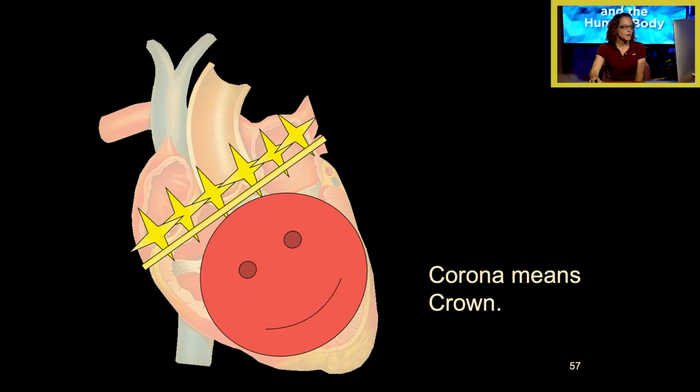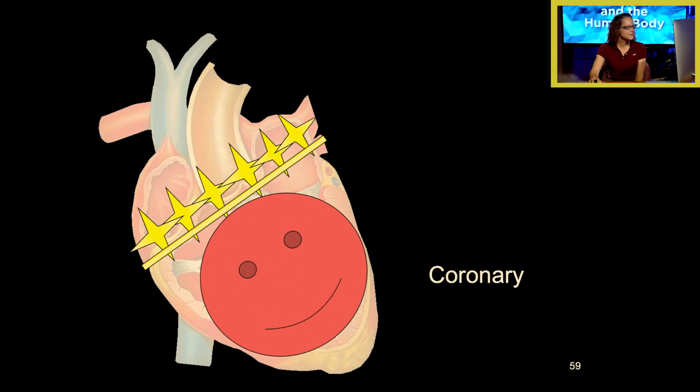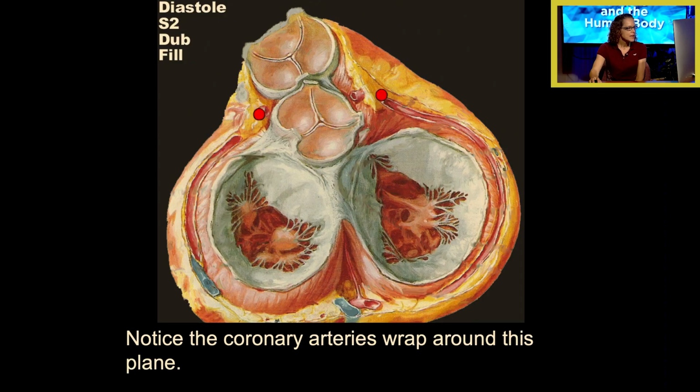Corona means crown. The sun has a corona. Coronary is a word that we get from early anatomists. The valves lie in a plane of tough fibrous tissue. The skeleton of the heart, you can see how early anatomists named this the crown. Notice the coronary arteries wrap around this plane.